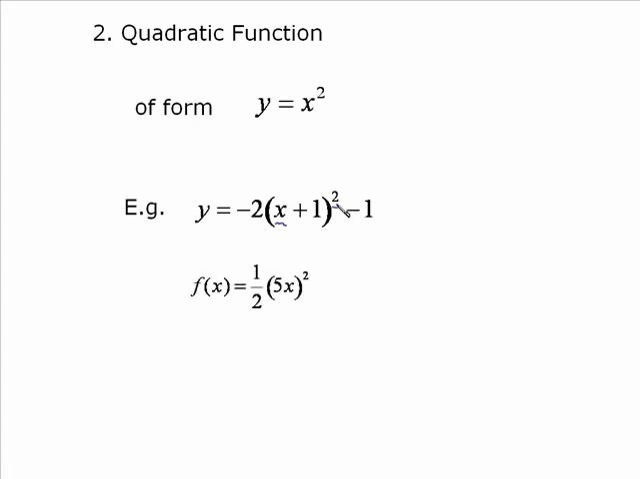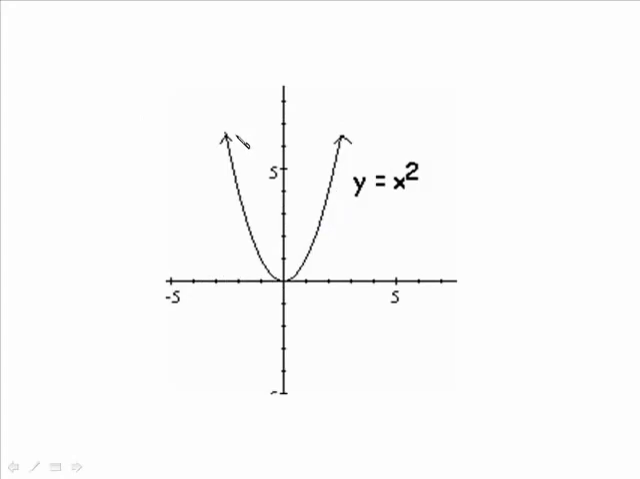Here's another one, f of x equals 1/2 times 5x squared. And here we have the x squared once again. That's what matters. This time it's using function notation, f of x, but that is the same thing as y is equal to. And here's your basic y is equal to x squared. The shape itself is referred to as a parabola, and we spend a lot of time working with parabolas in this course.